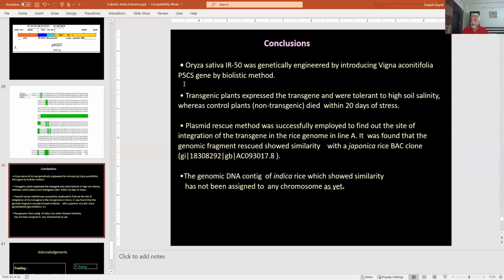So to conclude this part, basically we could transform this local variety from India with this gene from Vigna aconitifolia, the moth bean gene, as I told you, using the ballistic method. The transgenes were analyzed, and the site of integration was determined to be in a region that is not assigned any function. So this is a kind of early success story, and the first of its kind.